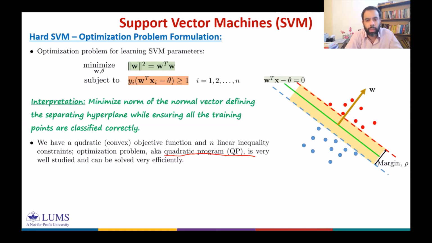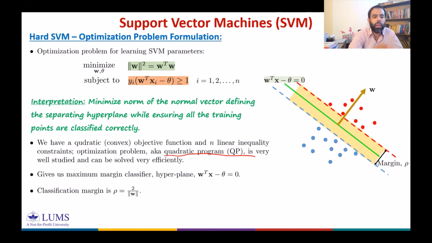The solution of this problem gives us a maximum margin classifier W transpose X minus theta is equal to 0. And for this maximum margin classifier, we know the classification margin. What is the margin? Margin is 2 over Euclidean norm of W.